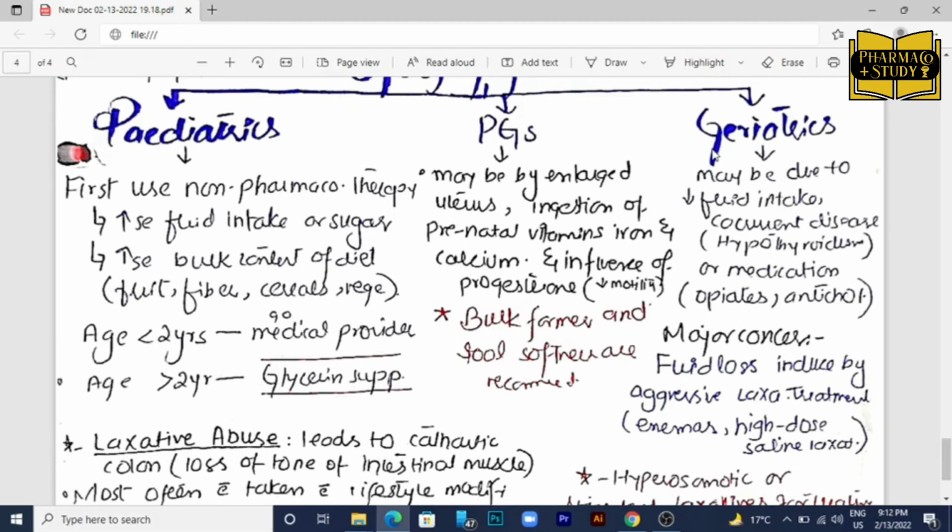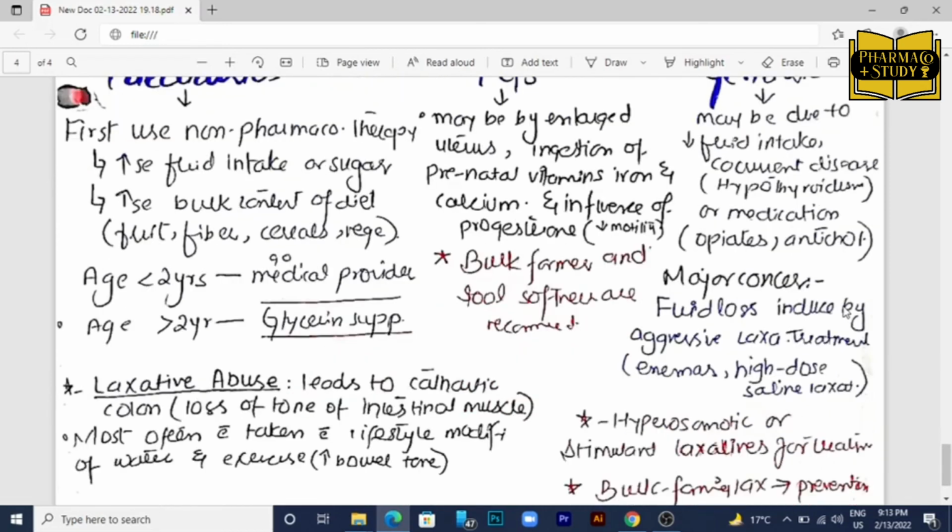Now let's see the options for geriatric patients. Why do geriatric patients have constipation? Usually maybe due to less fluid intake, they are not taking much fluid. Maybe due to a concurrent disease like hypothyroidism, or medication, especially opioids or anticholinergics. There are a number of medications that can cause constipation. Specifically, I have told you that opioids are the main cause of constipation. Many patients are taking anticholinergic drugs for various reasons. When we discuss these, we will study these drugs and their side effects.